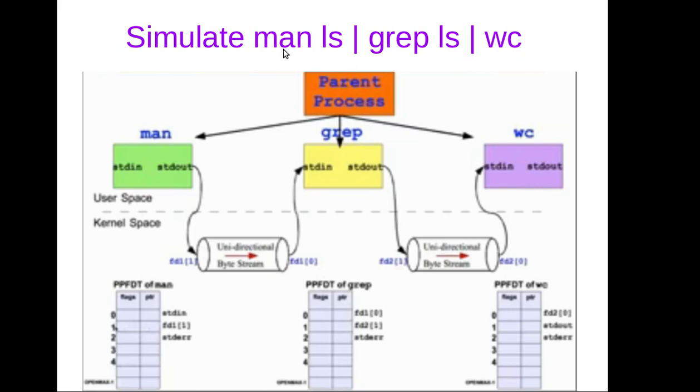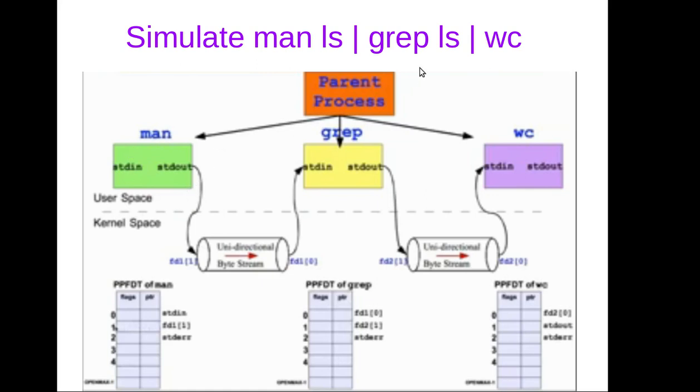Here I have three commands: man, then grep, then wc, and what the pipe does is redirect the output from man ls to grep ls, and from grep ls to wc. So we try to simulate this output using our program. First, consider this figure.